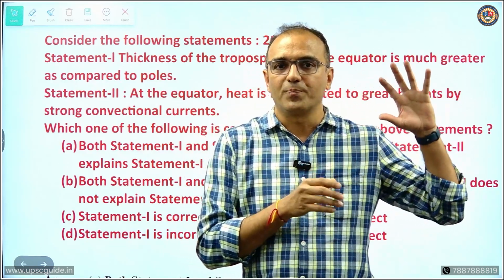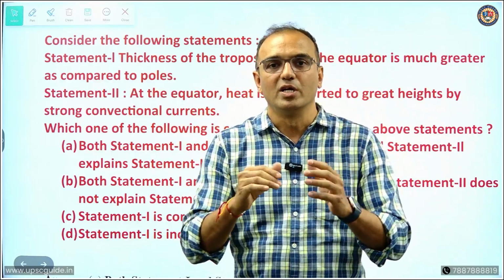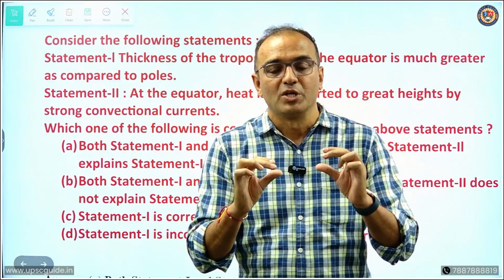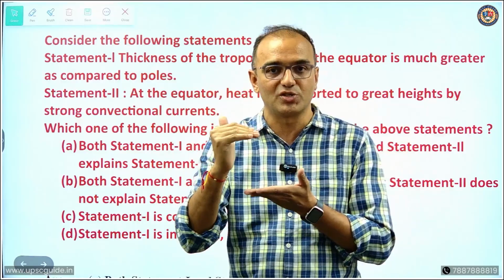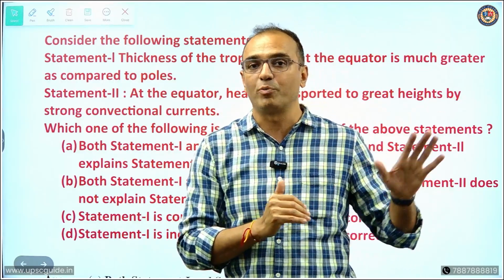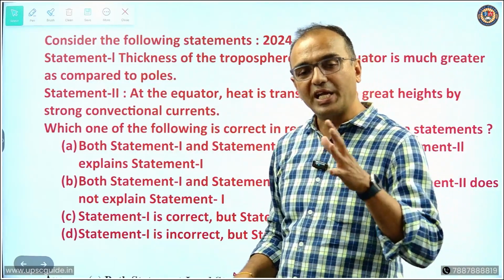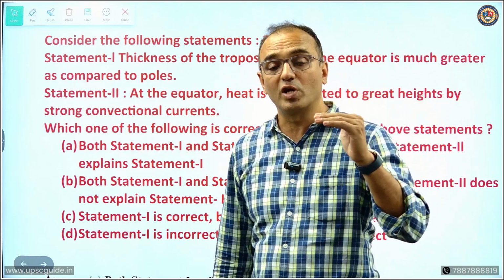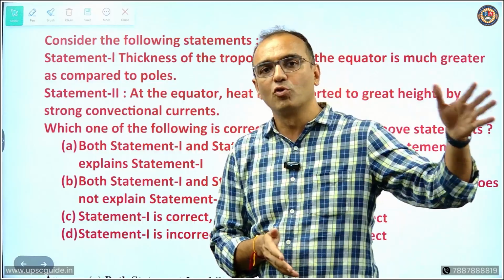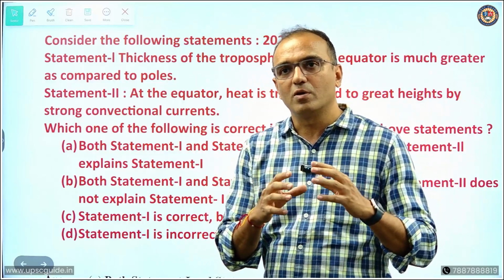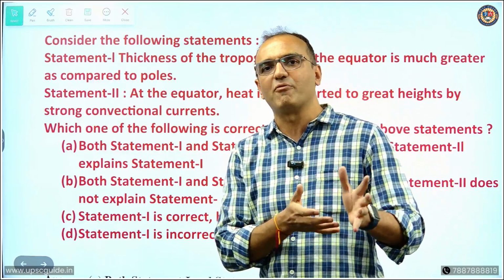Whereas, if you talk about the poles, what happens at the poles? There is descending air. Air descends down. It tends to compress the troposphere. So what do we have? The thickness of the troposphere at the equator is much larger as compared to the thickness at the poles. So the first statement is true. At the equator, the tropopause would lie at a height of nearly 15 to 16 kilometers in certain cases. Whereas if you go to the poles, the altitude of the tropopause is around 6 to 9 kilometers, which is nearly half of it.